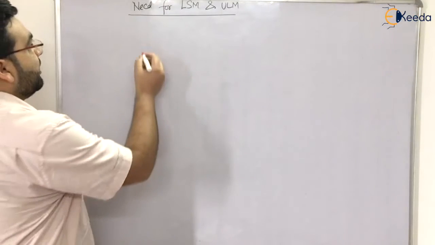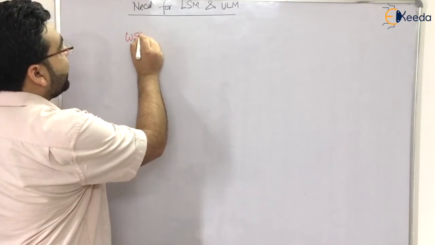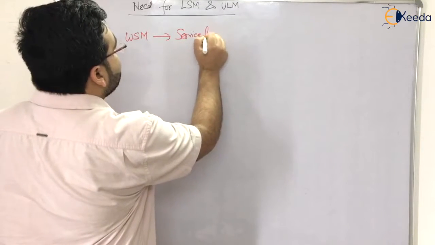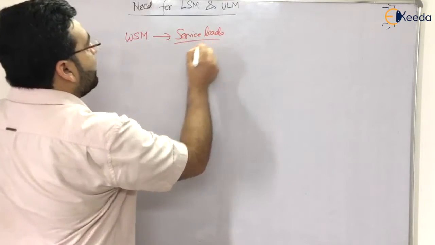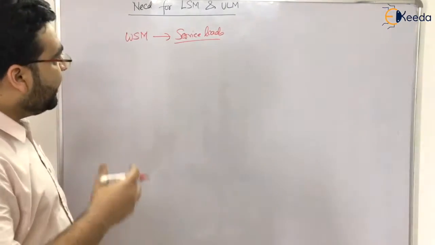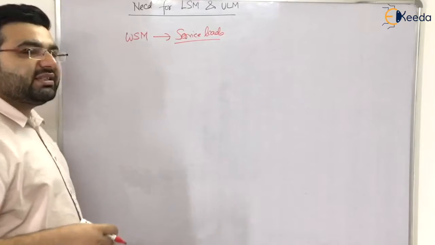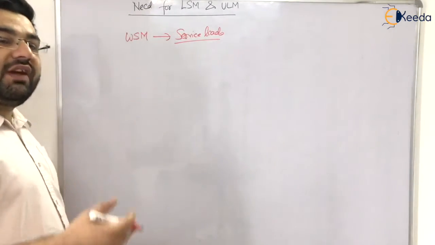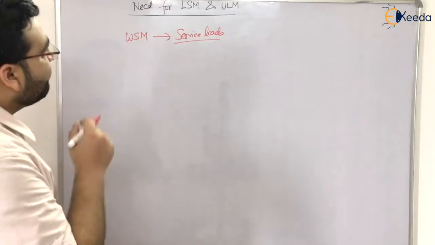I told you that the WSM was taking into consideration only the service loads. I also gave you an example. Let us say that some party is going on the above floor. If some additional people come, the WSM method will fail. So it is actually a modification of the drawbacks of the WSM.